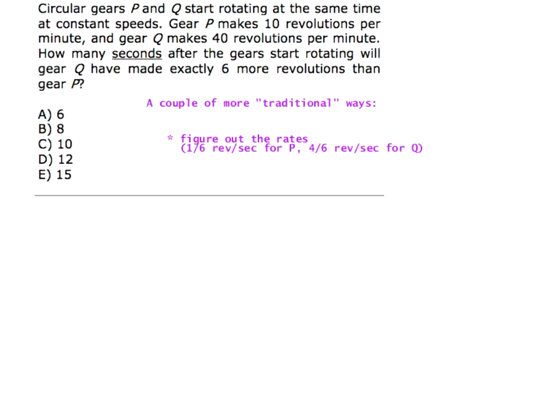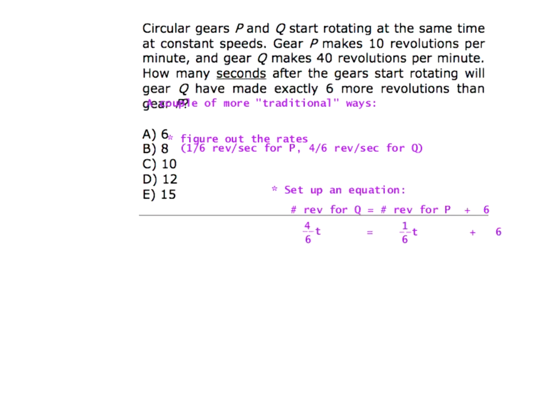The equation would be the number of revolutions for Q is number of revolutions for P plus 6. This would be time in seconds times 4/6, and this would be time in seconds times 1/6. And then if you solve this, that'll work. That's one way to do it once you've got the rates.